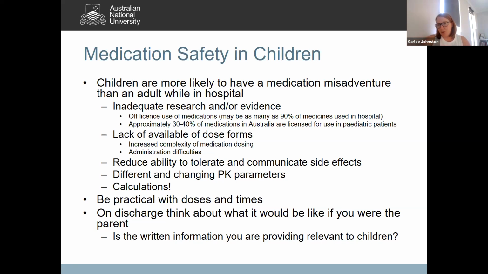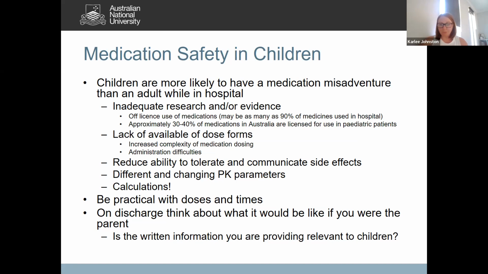There's a lack of available dose forms. So not everything comes in a child-friendly dose form. You can't get a liquid version of everything. So there are some complexities around dosing, particularly when it comes to dose forms that aren't marketed for children, and also administration difficulties. Children have a reduced ability to tolerate and also to tell us if they're experiencing side effects. There are different pharmacokinetic parameters, which we talked about, and lots of calculations when it comes to dosing medicines in children.